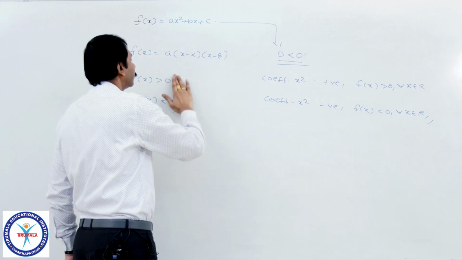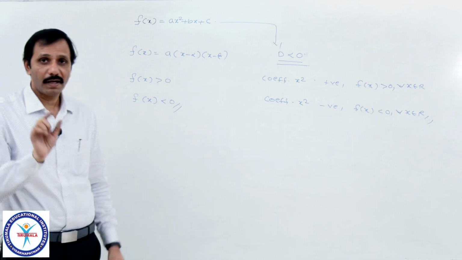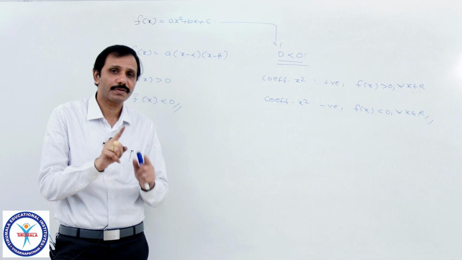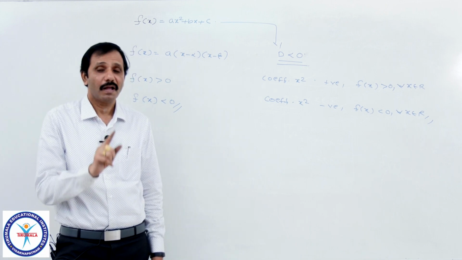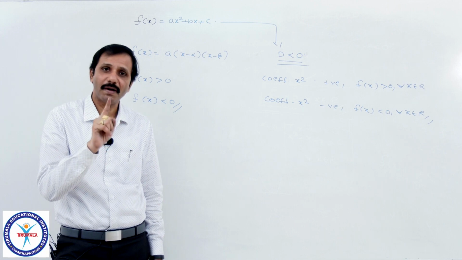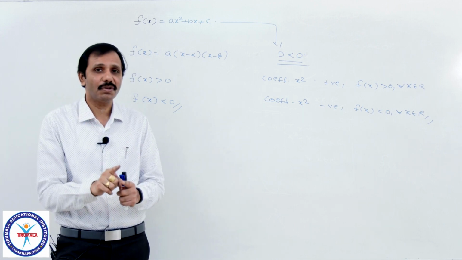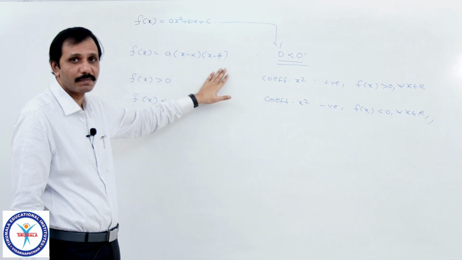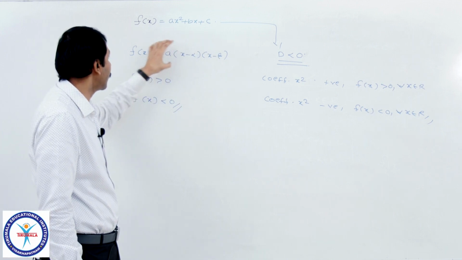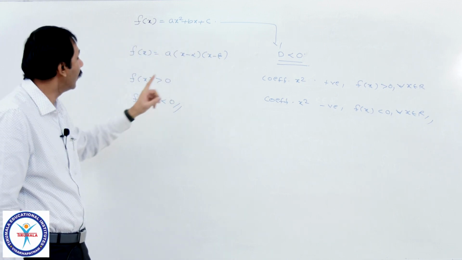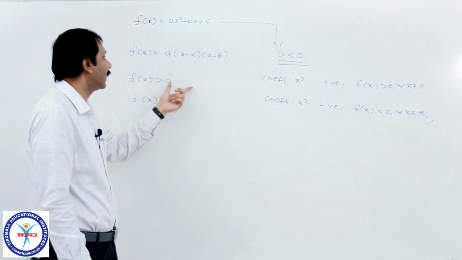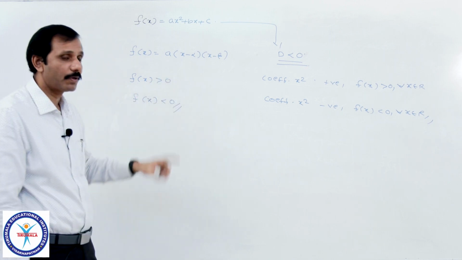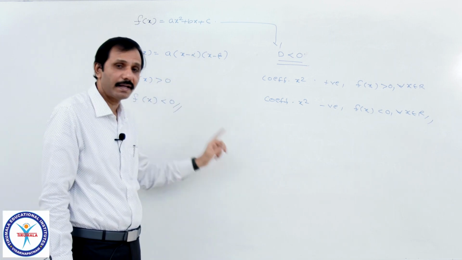So please observe this, only quadratics we have seen now. If it is of the form ax square plus bx plus c, observe whether the discriminant is greater than 0 or less than 0. Greater than 0 means you can write factors as a times x minus alpha into x minus beta, and now you can write the sign of this expression. Means f of x greater than 0 means this is greater than 0, and you can write intervals where it is positive, less than 0 means you can write intervals where it is negative.